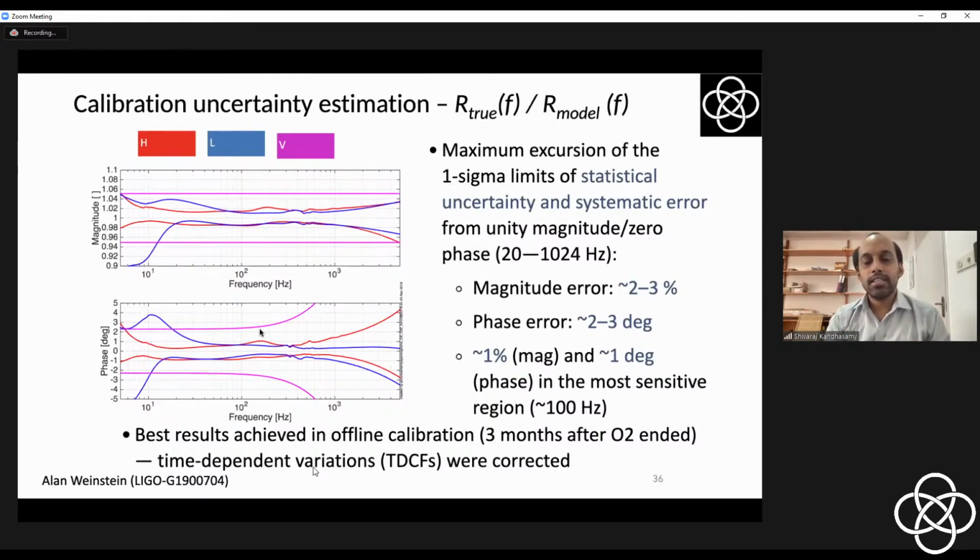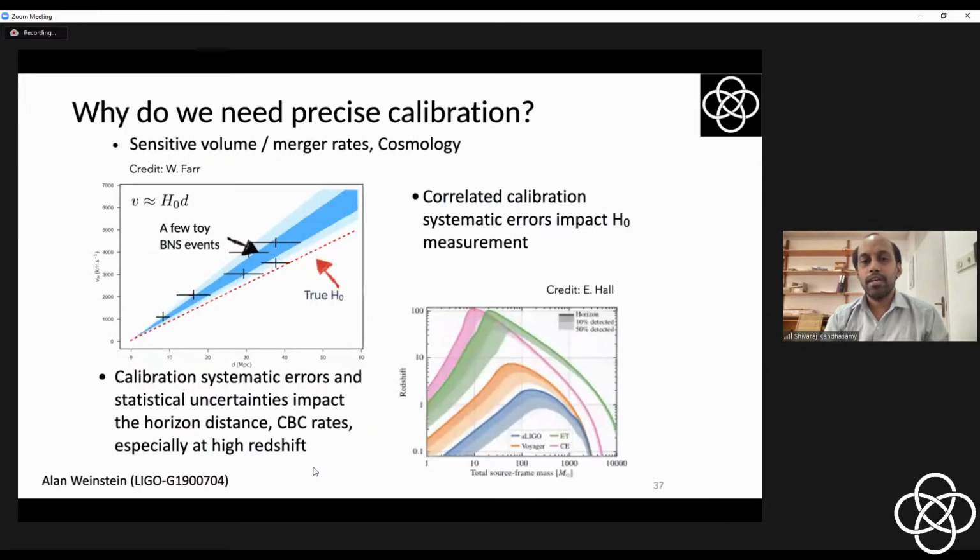So this is a nice calibration uncertainty budget over the entire run, and you can see that the magnitude fluctuation is at the level of 2 to 3%. We can calibrate the data at the level of 2 to 3% error in the magnitude, and the phase is about 2 to 3 degrees. This is after correcting for the time-dependent variation.